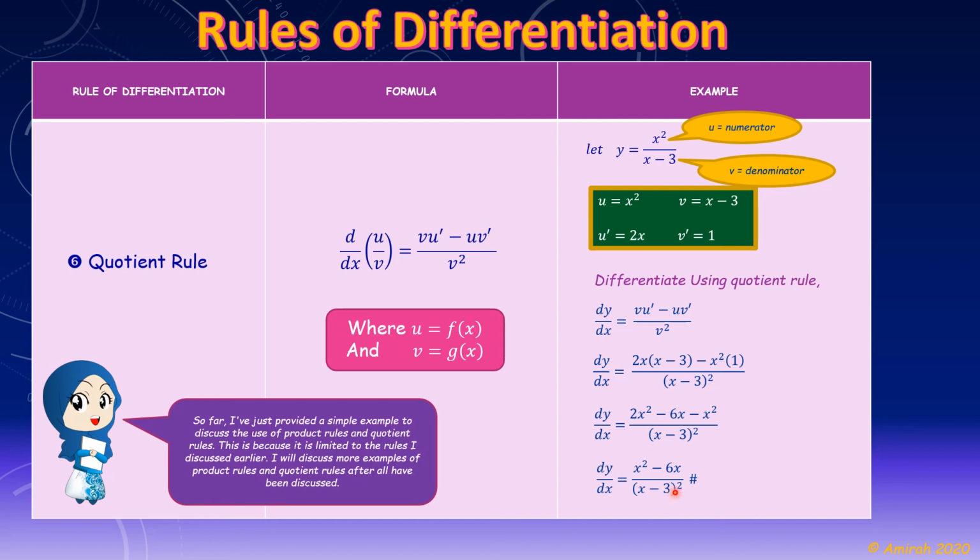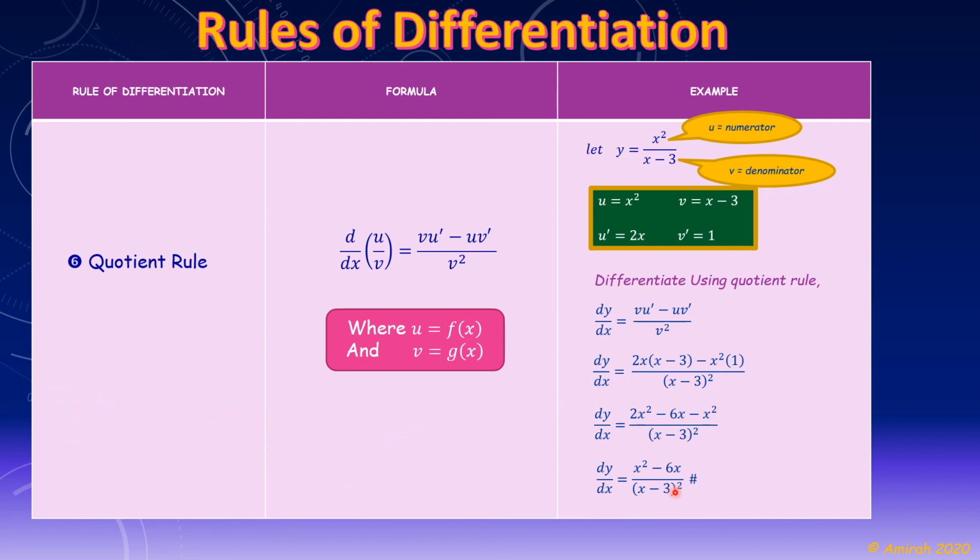So far, I have just provided simple examples to discuss the use of product rule and quotient rule. This is because it is limited to the rules I discussed earlier. I will discuss more examples of product rule and quotient rule after all the rules have been discussed.